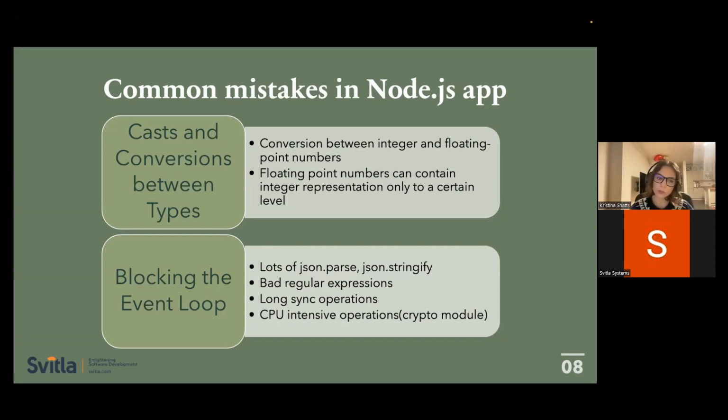And also regarding Node.js, it could be an issue if you're blocking the event loop. So if you're using a lot of JSON parse and JSON stringify, you're using bad regular expressions, or you're doing a long sync operation, for example, reading files synchronously and it's long, or you are making a CPU-intensive operation, for example, using the crypto module, this could also be an issue in your application, and you should pay attention to that part.